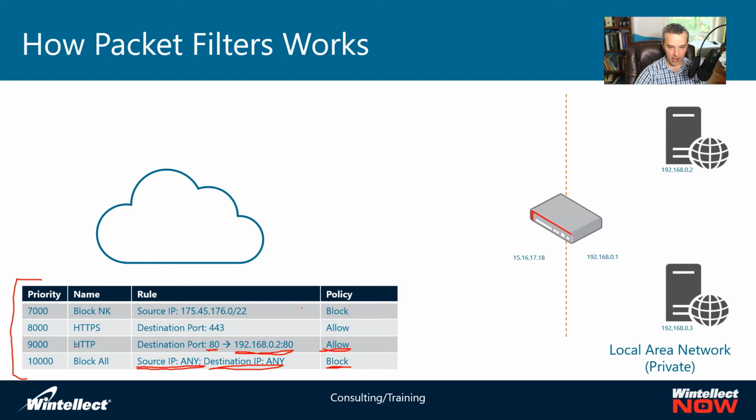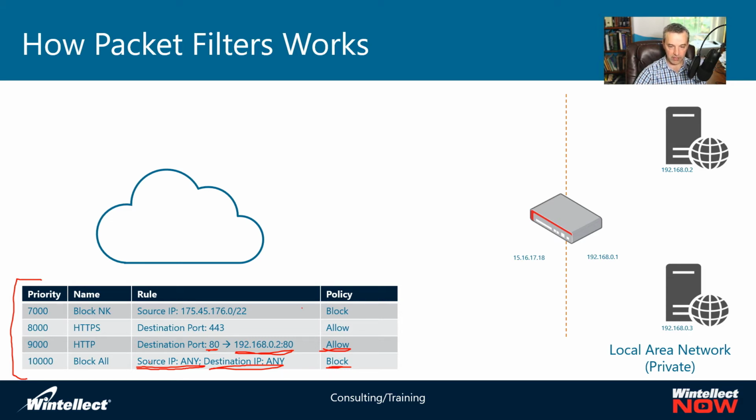So it starts at the top, and then it finds the first rule that it matches, and then applies the policy to it. That's why the first packet got through and the second packet did not, because none of these first three rules matched any of the criteria according to the rule, and therefore it got to the catch-all rule, which did match it and blocked it.